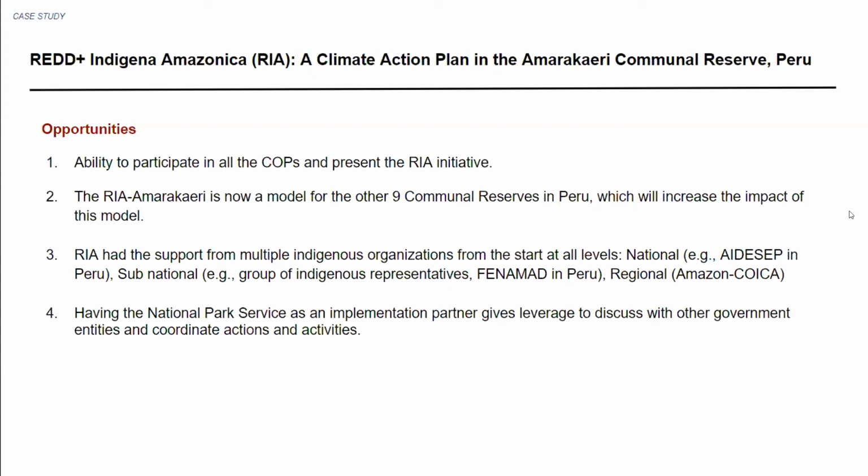And also another advantage was that since they co-manage the protected area with the National Park Service, sometimes those barriers that perhaps Charles was talking about, in between communicating and going from the very local level to the subnational and then to the national, having CERNAMP, the National Protected Area Service, in there as a partner has facilitated that dialogue and communication. They have also, I didn't put that in here, but they have also had access to funding, to climate change funding that has helped them advance some of these goals.